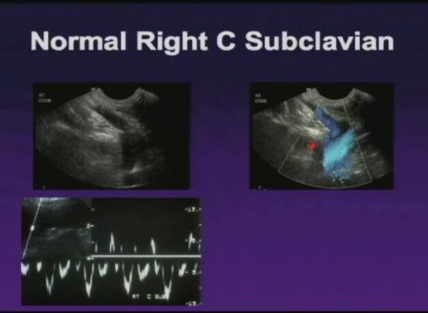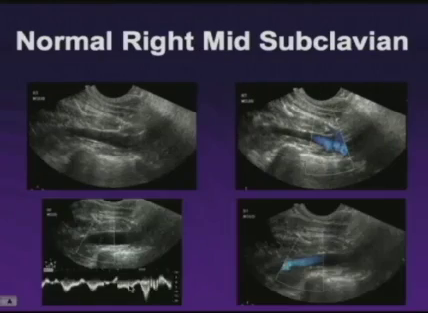As we proceed, we angle our transducer to bring in to view the central subclavian vein, here joining with the innominate vein, and the color filling in of that structure as well. And again, our normal pulsatile and phasic variation on our spectral Doppler.